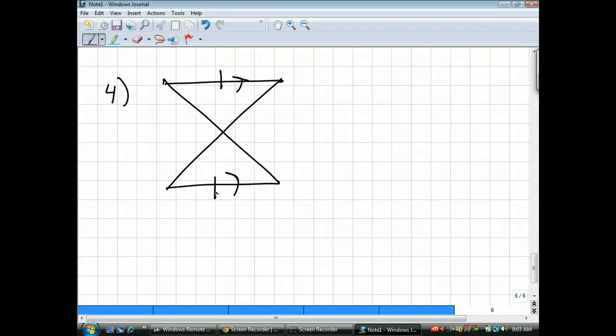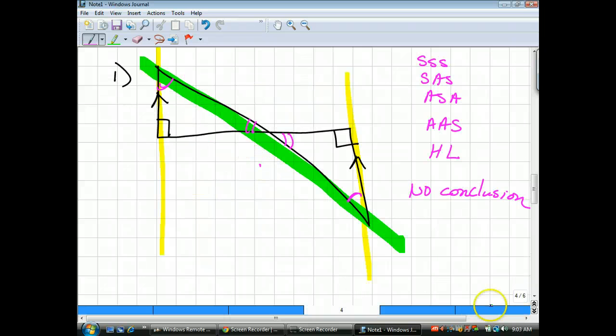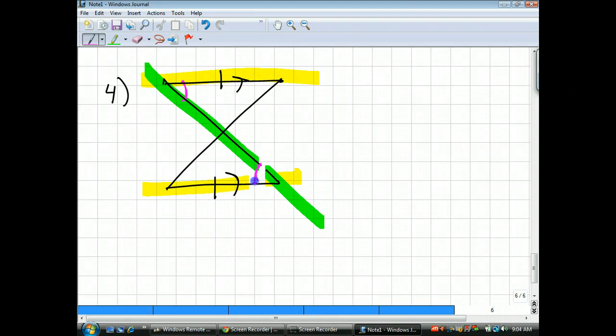Okay, and so with this picture, I know that this is parallel to this, and then this could be a transversal. So therefore, I know that this angle is congruent to this angle. And by the same token, notice that this could be a transversal. So I know this angle is congruent to this angle. Okay, so I could use angle side angle to say that they're congruent.